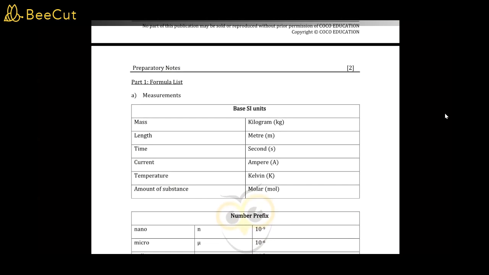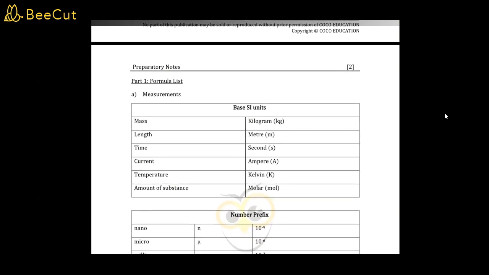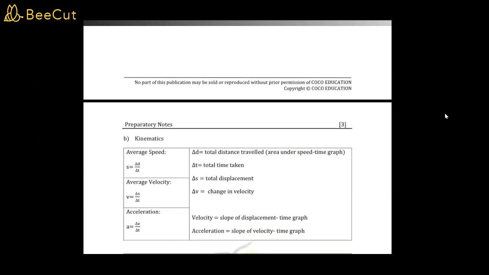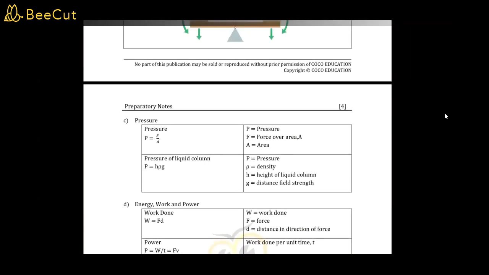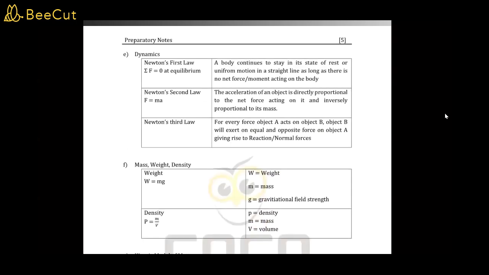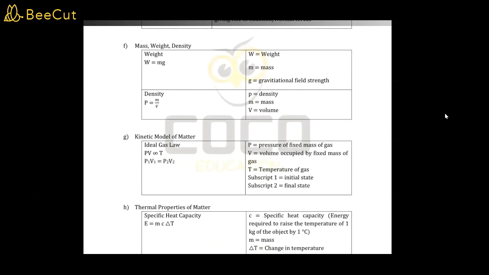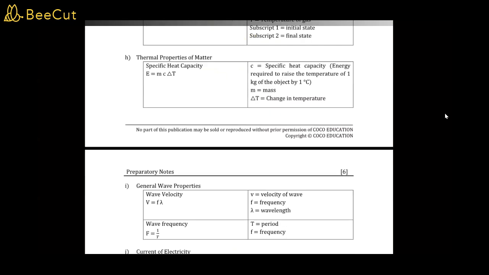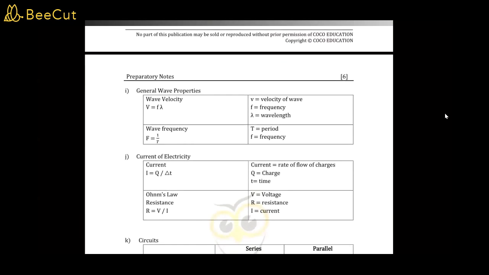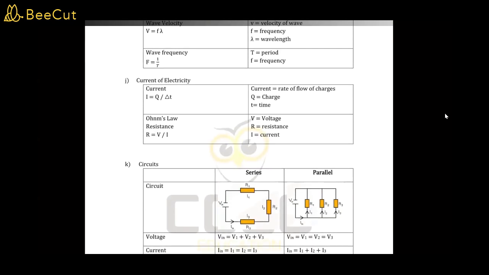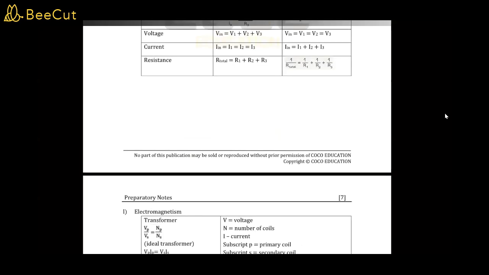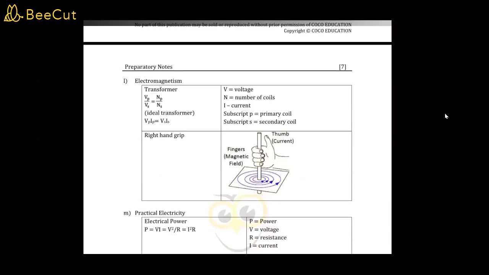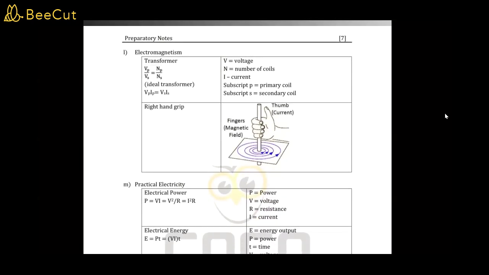As you can see from this list here, we have formulas for measurements, kinematics, pressure, energy, work and power, dynamics, mass, weight and density, kinetic model of matter, thermal properties of matter, general wave properties, current electricity, circuits, electromagnetism, and last but not least, practical electricity.